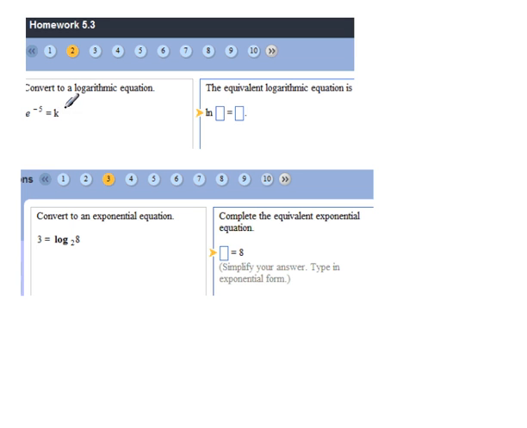It is to convert to a logarithmic equation. We have e to the negative 5 is equal to k. So remember this equivalency that log base a of x is equal to y is equivalent to a to the y is equal to x. So we would write this in terms of log.